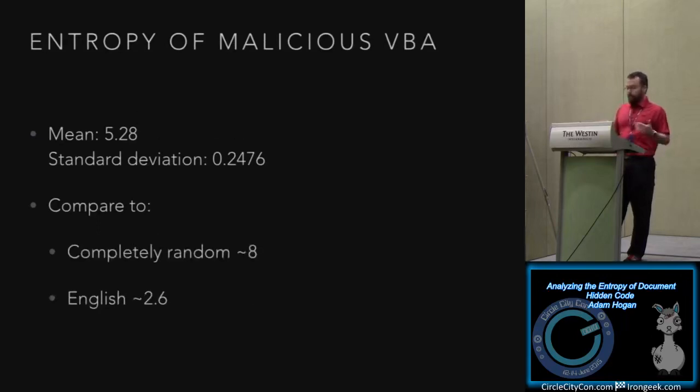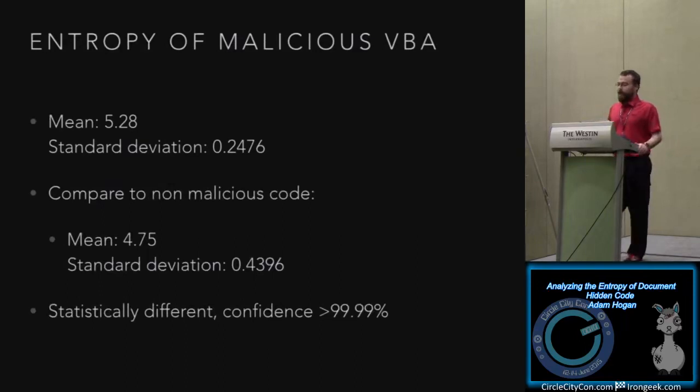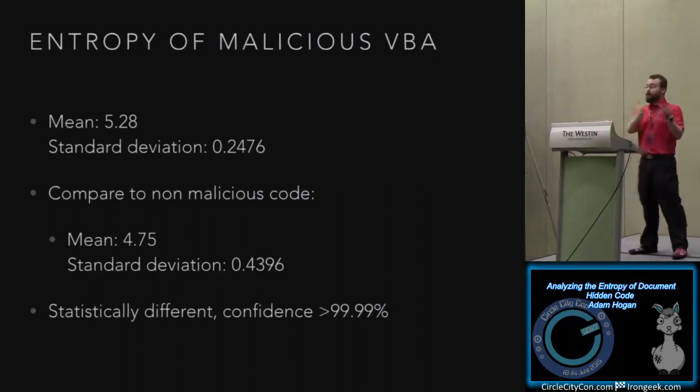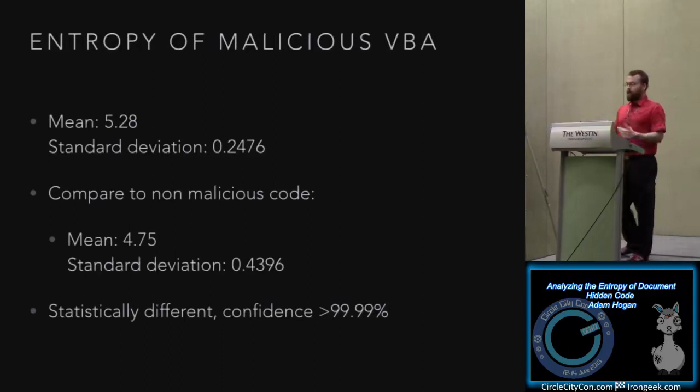Because English isn't exactly code. So what I did was gather every other script I could find to measure the entropy of non-malicious code, so we have a comparable baseline. I have all this malicious code with an entropy on average of 5.28. Well, I can't just compare that to the English language. VBA does look different than English. So I grabbed all the scripts I could and measured the entropy of that. When we look at the non-malicious code, the average entropy was 4.75. So there's a fairly significant difference between the entropy of malicious code and non-malicious code.